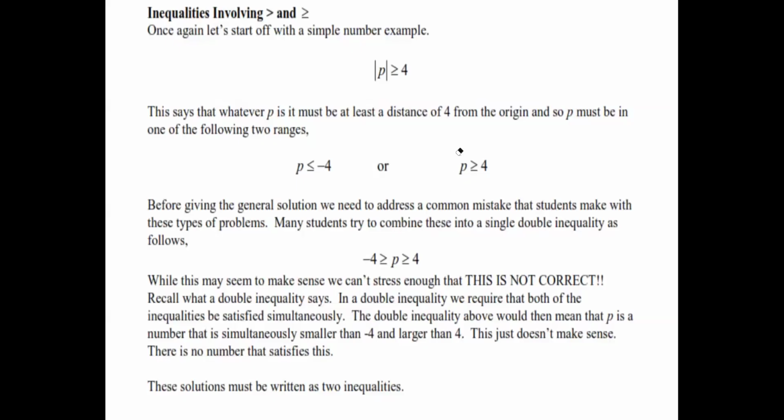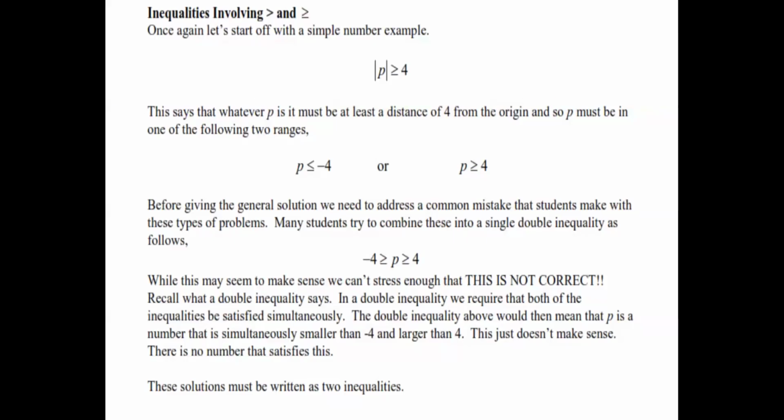So here we have another kind of intuitive example. We have the modulus of some number p is greater than or equal to 4. Now, if that's the case, they're saying that either p is less than or equal to minus 4 or greater than or equal to 4.